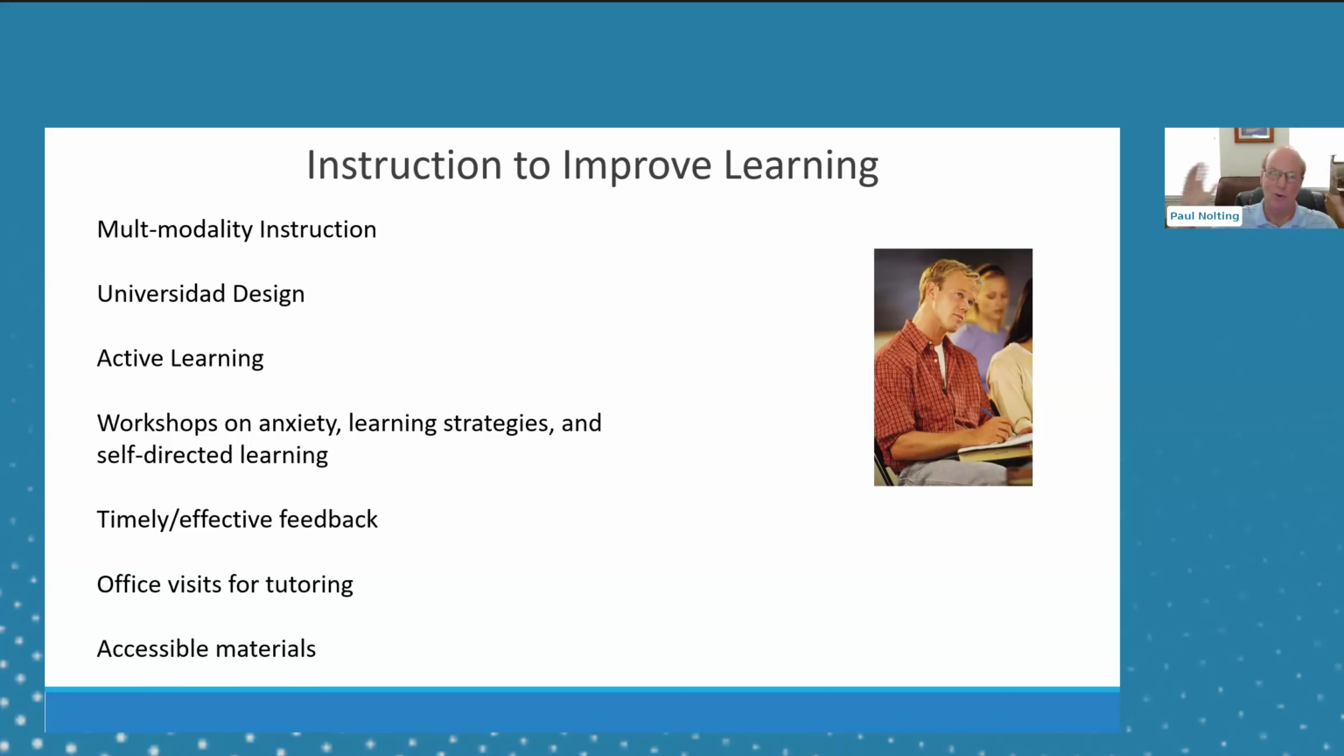They have to hear it auditorily. So what we're getting into is multimodality instruction, which you've probably heard of for a long time. Auditory, visual, kinesthetic if you can. Universal design, yeah, that really hit when COVID hit. So that's the same thing.